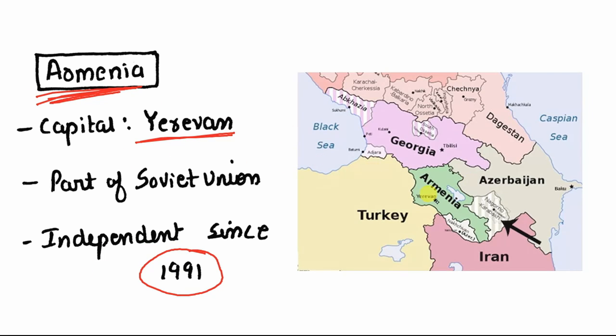We'll see the border countries of Armenia. On the north it has Georgia, and on the east it has Azerbaijan. In the south it has Iran, and in the west it has Turkey. So Turkey, Georgia, Azerbaijan, Iran. Okay, and Armenia is a landlocked country. There is one lake here, and this lake's name is Sevan.